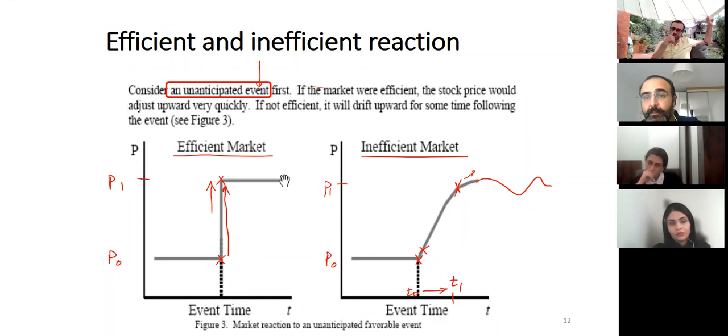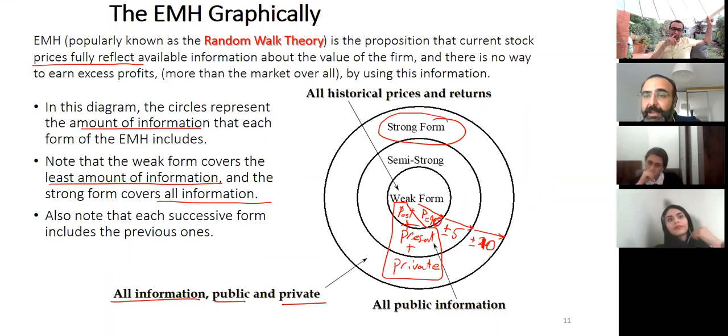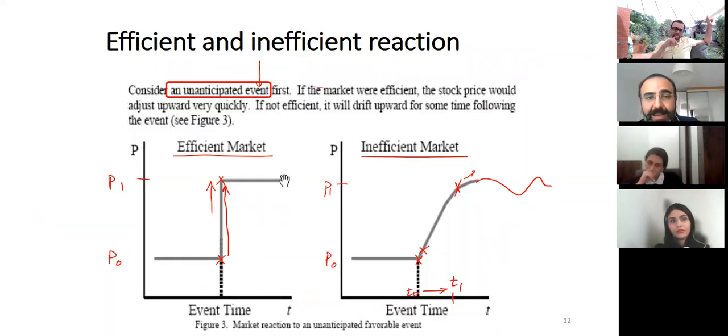It's consistent with what I have explained here. So you were working in a strong form of the market. An unanticipated event happened. The jump is sudden. Whereas if it was inefficient, you had time to close your positions. Okay, I got it now.